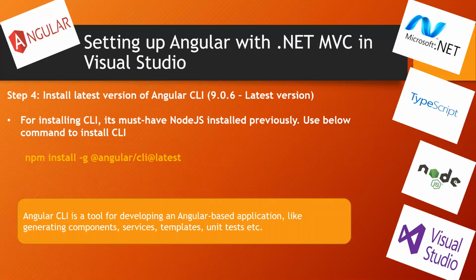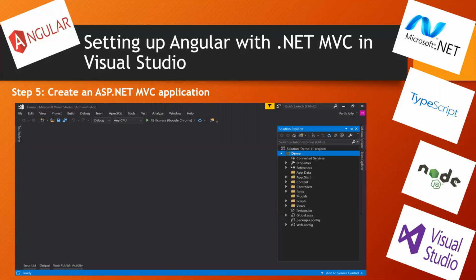Step 4 is to install the latest version of Angular CLI. CLI means command line interface. As of now, 9.0.6 is the latest version. An Angular CLI is a tool for developing Angular based applications, for generating services, templates, unit test cases, and components in the Angular application. For installing CLI, Node.js must be installed previously. We can use the below command to install CLI, which is npm install -g @angular/cli@latest. Step 5 is we'll create a normal ASP.NET MVC application project.